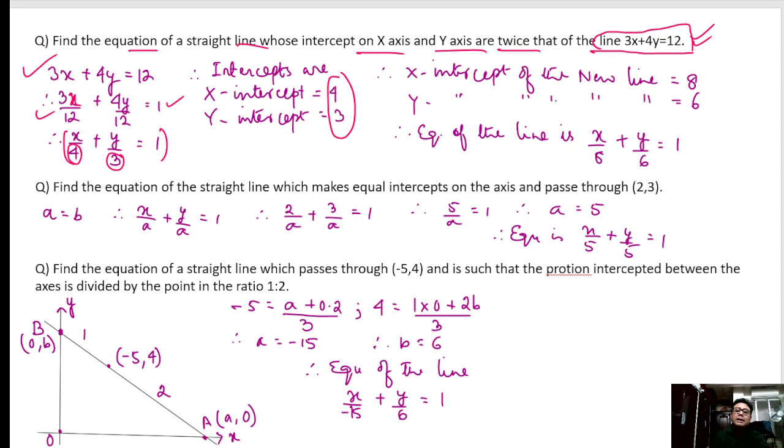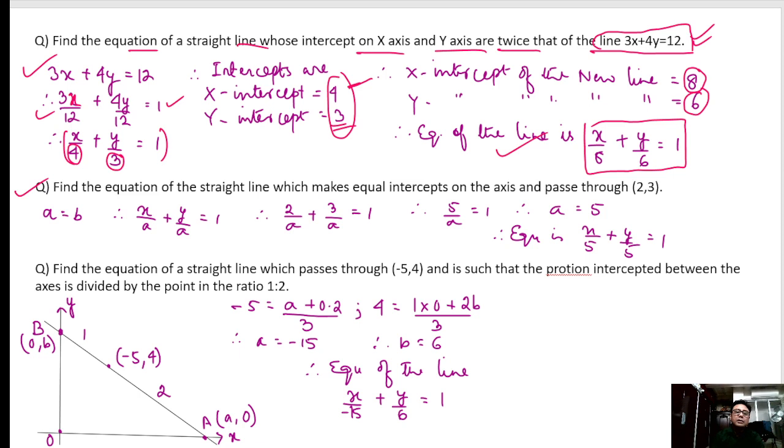Now my line will make an x-intercept double of this, which is 8. The y-intercept will be double of this, which is 6. So the equation of my line should be x/8 + y/6 = 1. Clear?